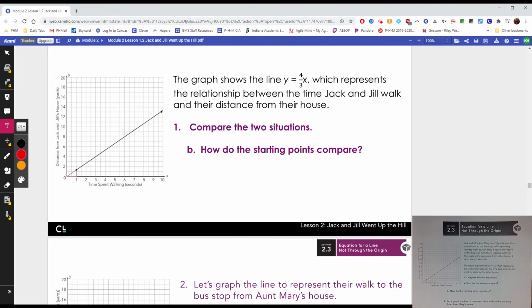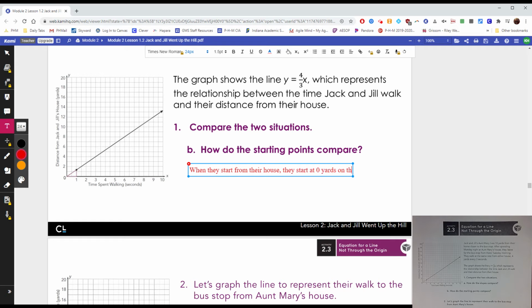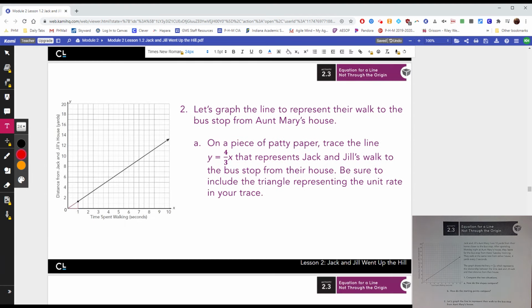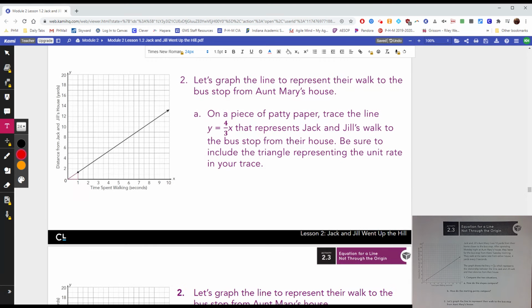So for the starting points, when they start from their house, they start at 0 yards on the graph. When they start at their Aunt Mary's house, they start at 10 yards on the graph. So it's kind of like translating the graph vertically. Now let's actually graph a line to represent the walk from Aunt Mary's house.